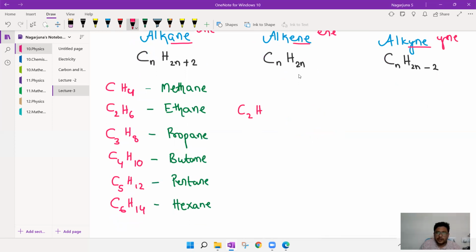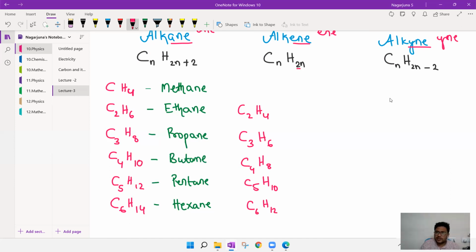C2H2 into 2, it is 4, C2H4. If you substitute 3, it becomes C3, 2 into 3, it is 6, H6. If you substitute 4, it becomes C4, H, 4 2s 8. If you substitute 5, Cn means C5, H2 into 5, 10, that is H10. If you substitute 6, C6, H12.